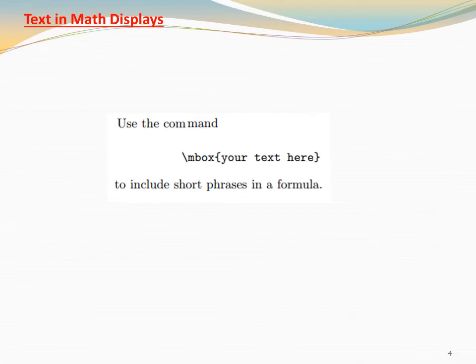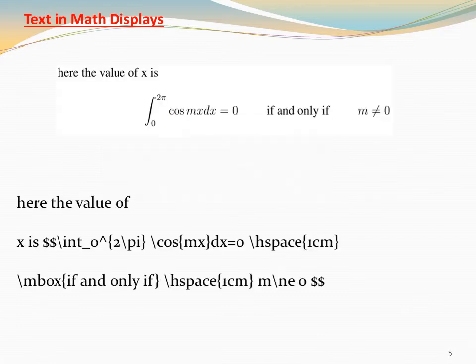To write the equation in between the sentences, we can also use the command \mbox{your text here}. This will be used to include short phrases in a formula. Here we are using the mbox command. So if you are using the mbox command, the text will come aligned. The spaces before and after the text are equal.